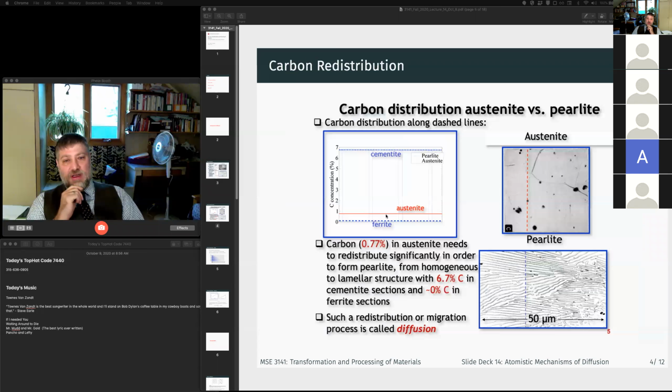The cementite is 6.7% carbon. The pearlite is 0.7% carbon.